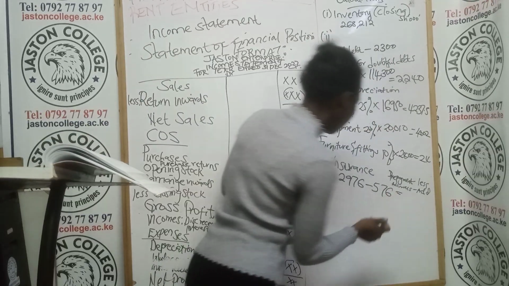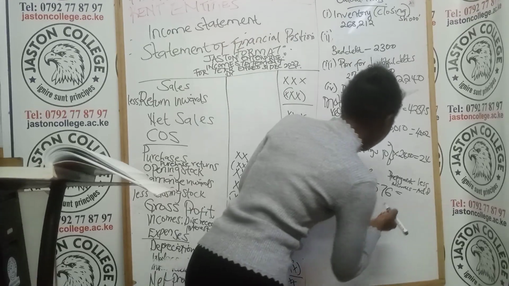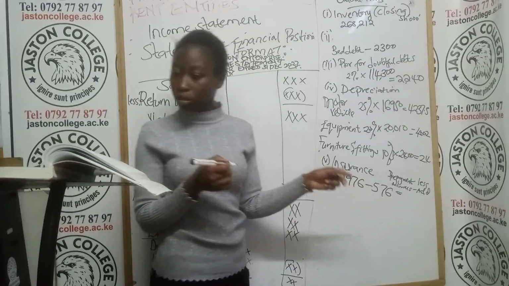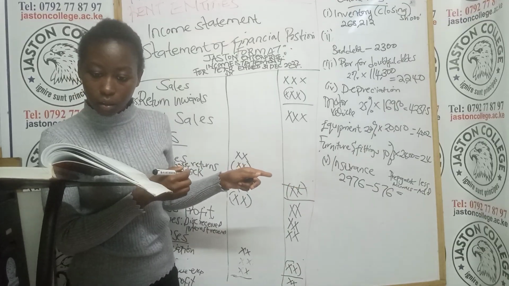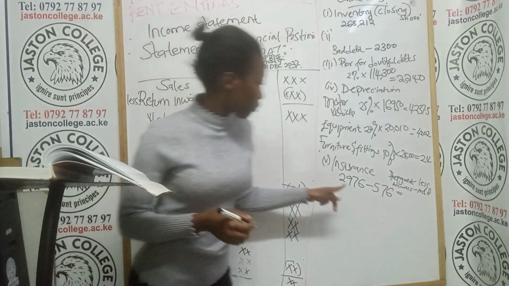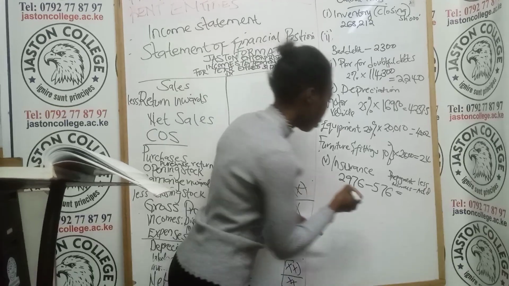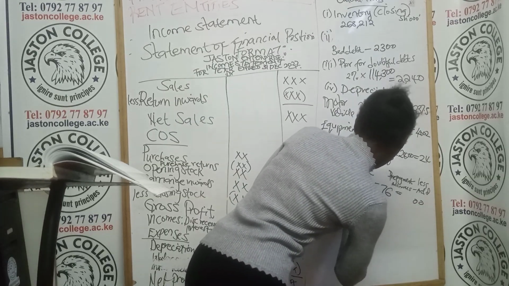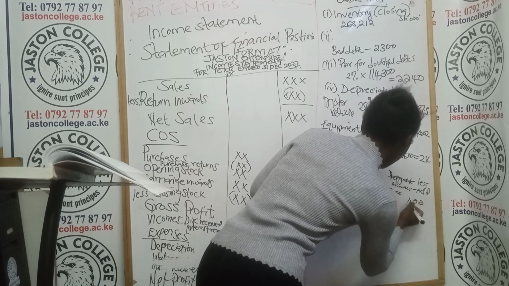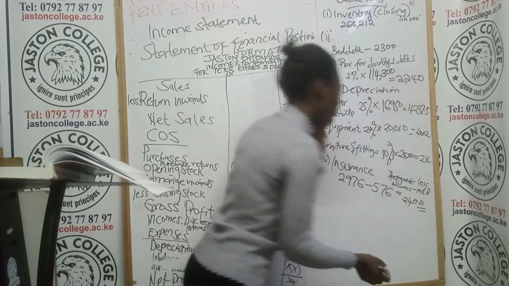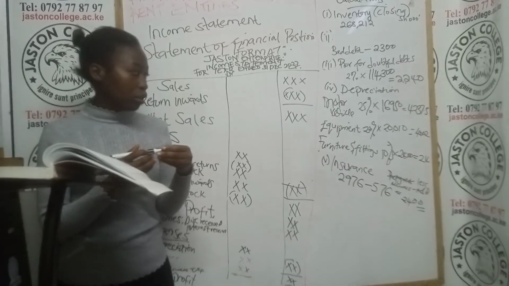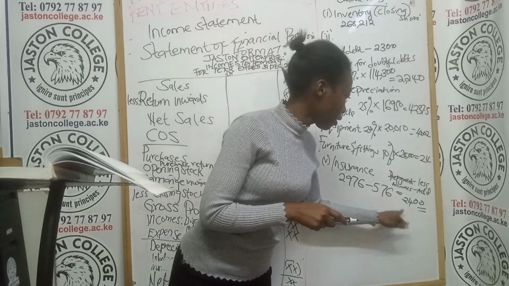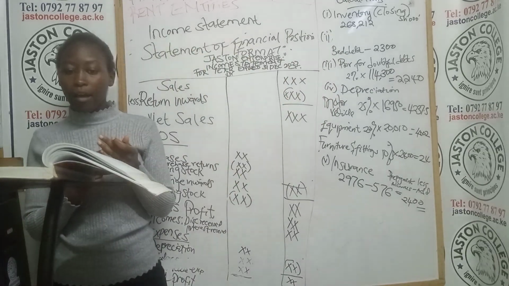So we will get... then when we less, we will get 2400, which is our insurance, the remaining insurance that we have.